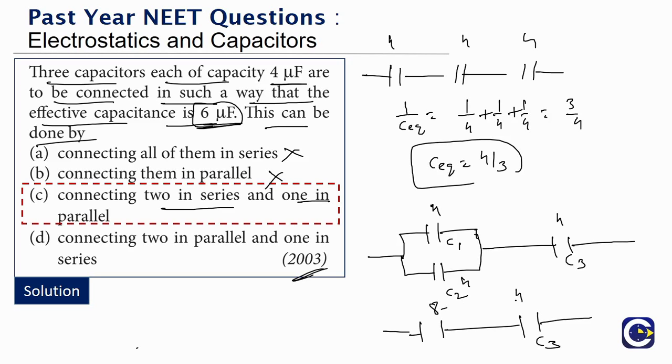Now it is like the 8 and 4 are in series. How do you get the overall equivalent? 1 by C equivalent is equal to 1 by 4 plus 1 by 8. What is this? This is 3 by 8. So C equivalent will be equal to what? 8 by 3. So you see that it is not equal to 6 microfarad. Okay. So the answer is what?